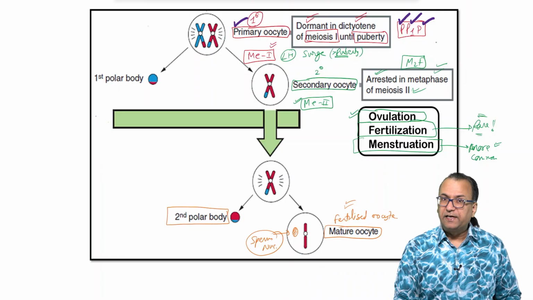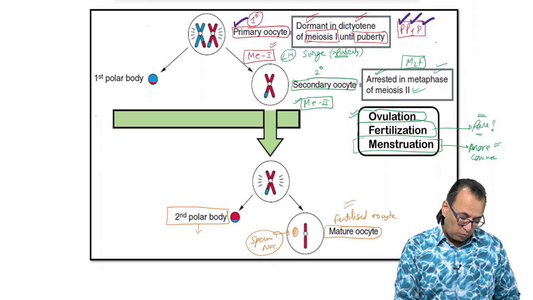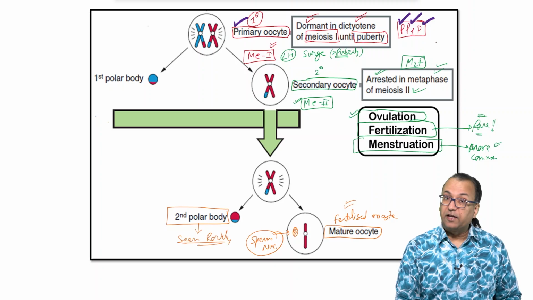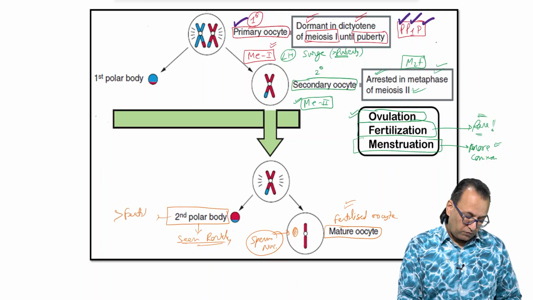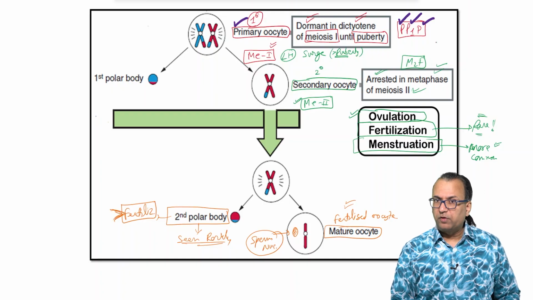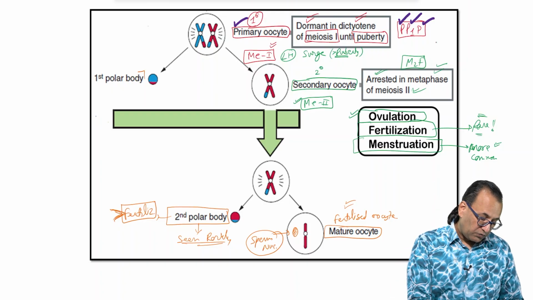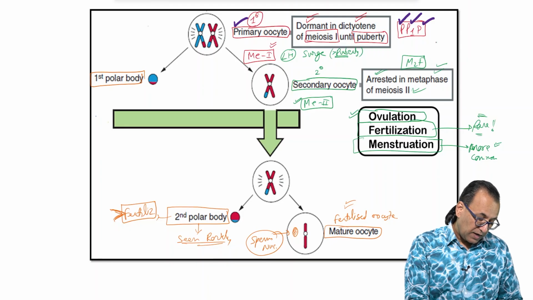Remember, the second polar body is seen very rarely. Why is it seen very rarely? Because fertilization itself is a rare process. The second polar body is seen only after fertilization. If there is fertilization, then only you can have the second polar body. Then when is the first polar body released? The first polar body is released, of course, after the LH surge, but before ovulation.